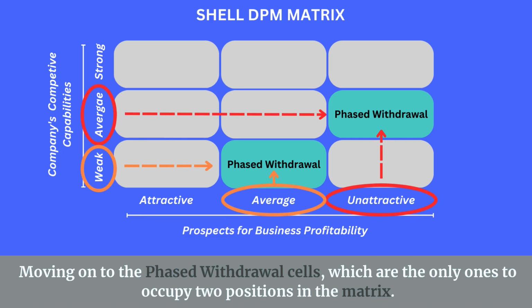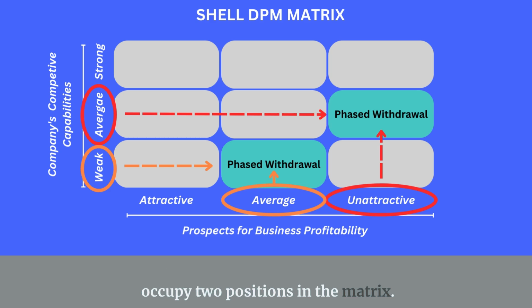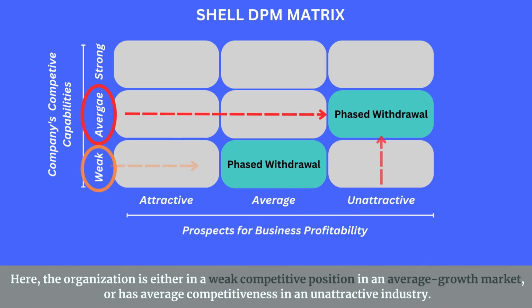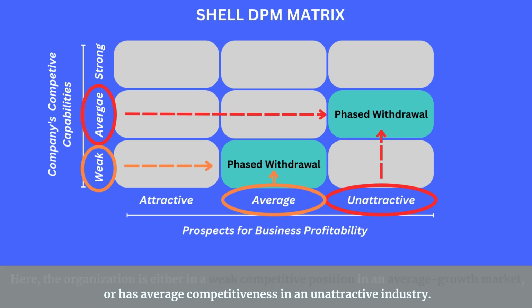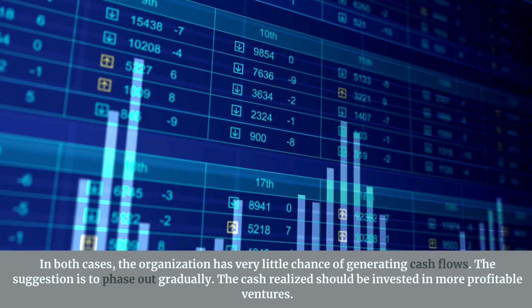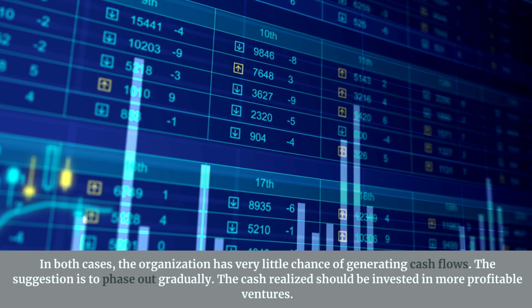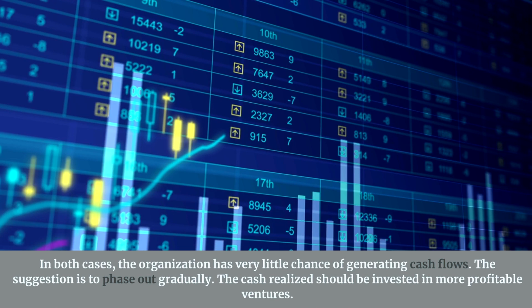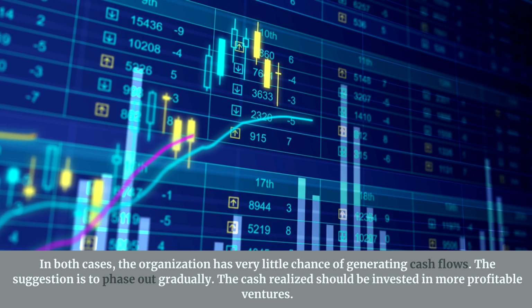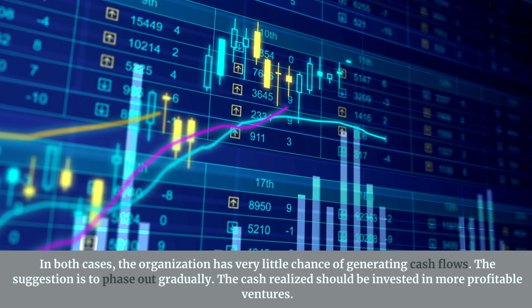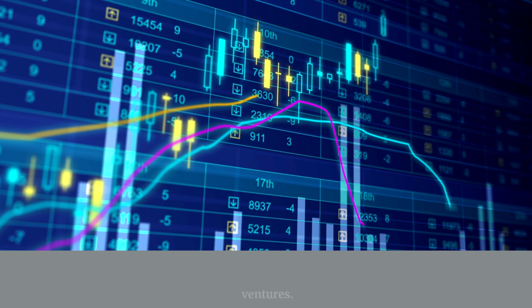Moving on to the phased withdrawal cells, which are the only ones to occupy two positions in the matrix. Here, the organization is either in a weak competitive position in an average growth market, or has average competitiveness in an unattractive industry. In both cases, the organization has very little chance of generating cash flows. The suggestion is to phase out gradually. The cash realized should be invested in more profitable ventures.